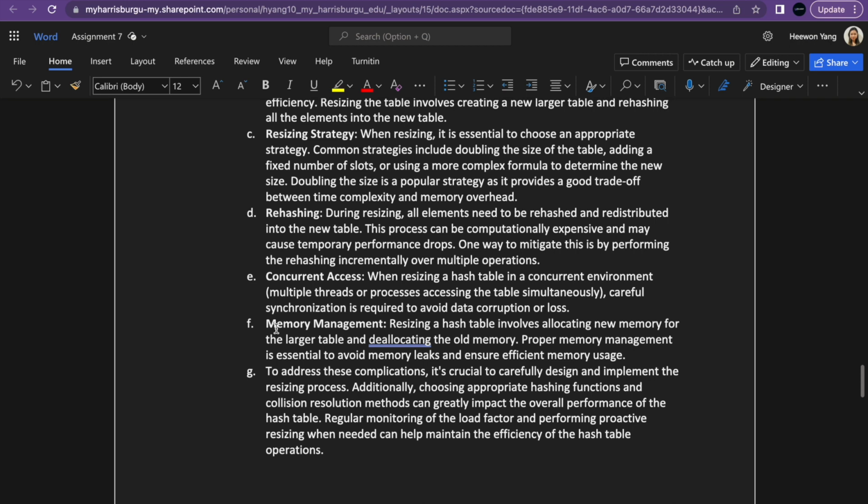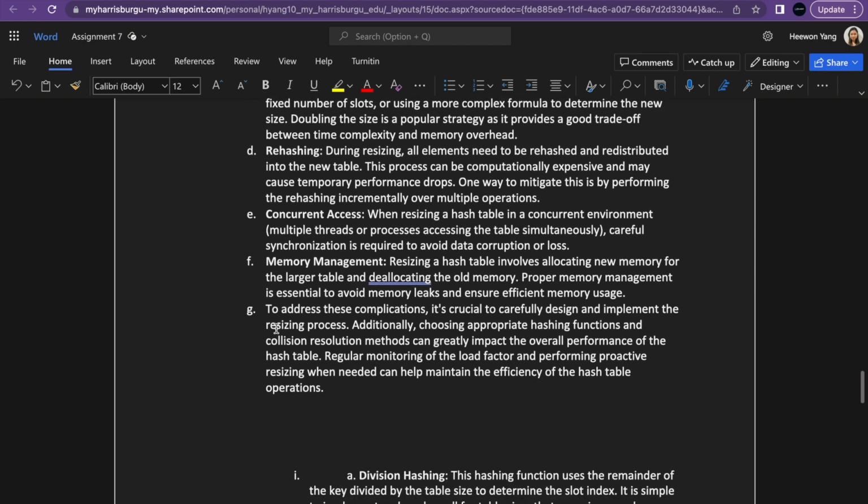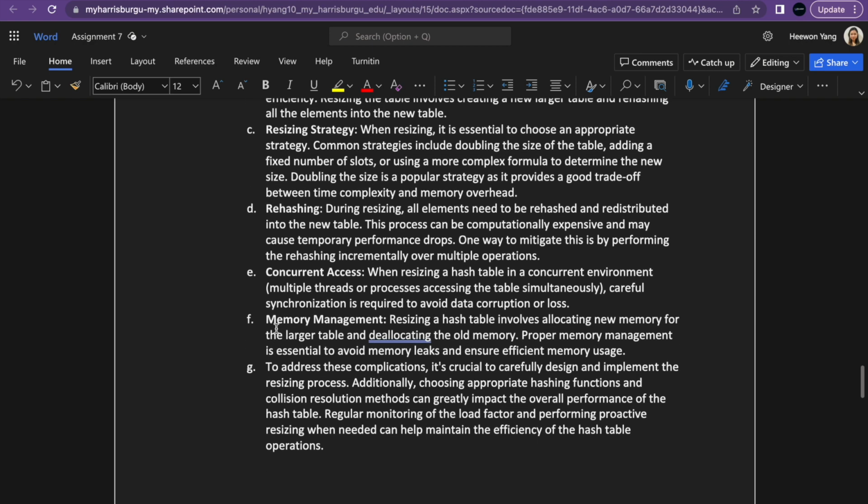To address these complications, it's crucial to carefully design and implement the resizing process. Additionally, choosing appropriate hashing functions and collision resolution methods can greatly impact the overall performance of the hash table. Regular monitoring of the load factor and performing proactive resizing when needed can help maintain the efficiency of the hash table operations.